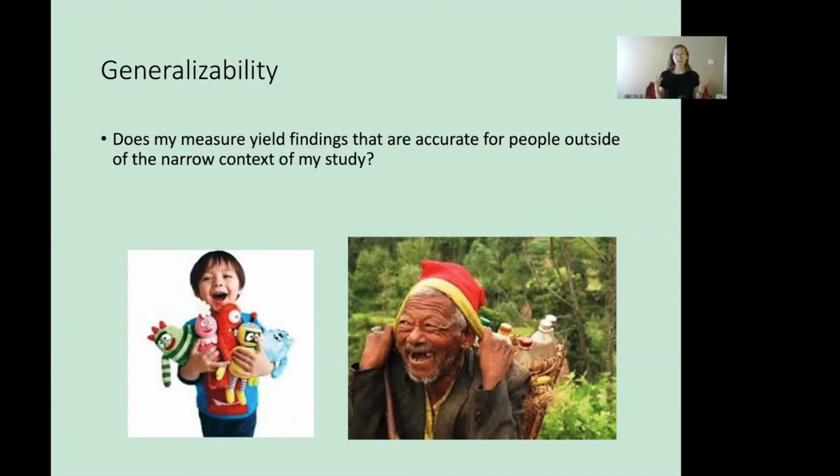So now we're going to talk more specifically about those threats to validity. What are some ways that we could keep these problems from cropping up in our studies?